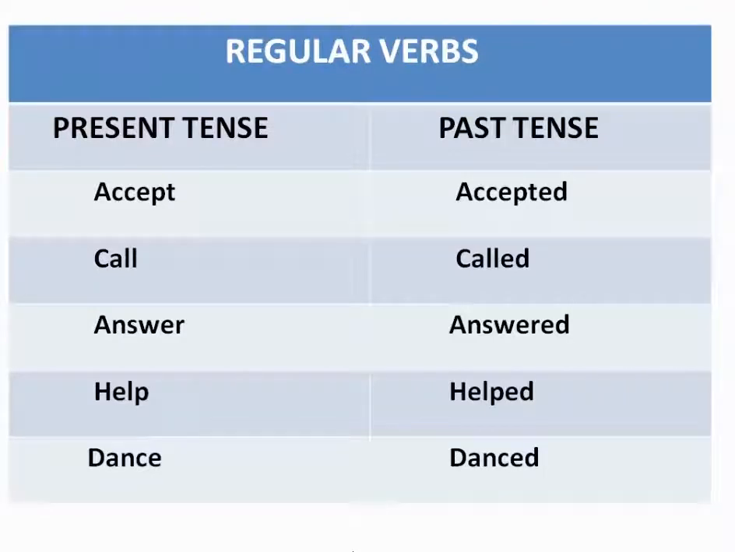In order to have a better idea about regular and irregular verbs in French, let's have a look at regular and irregular verbs in English. In English, the regular verbs are the ones which create the simple past and past participle by just adding -ed to the present tense. For example: accept, accepted; call, called; answer, answered; help, helped; dance, danced.